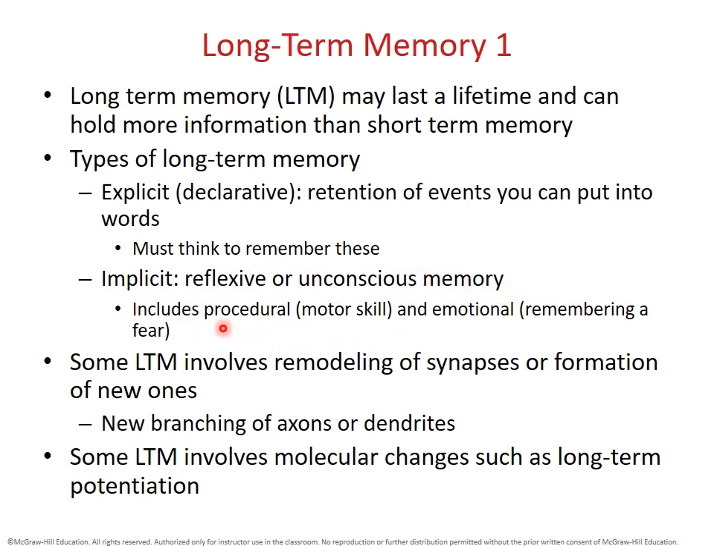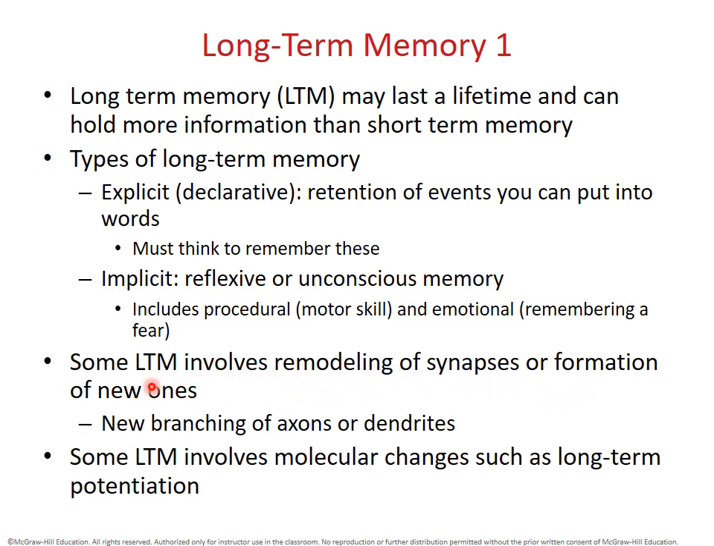So, for instance, if I want to hammer a nail into a board, I don't have to stop and think about how to hammer. That motor skill is built into my long-term memory, and once I've learned how to do it, I just do it, and I don't even think about it, and I don't have to stop to remember how to do it. Emotional memories are also this kind of implicit long-term memory. Again, you don't necessarily have words for it, you just know you're afraid or excited or happy or whatever the feeling is.